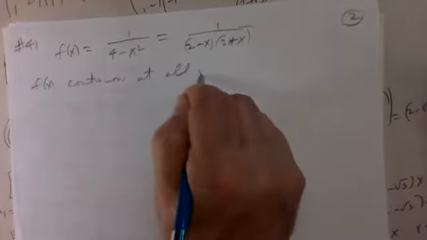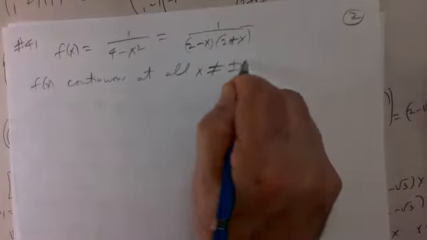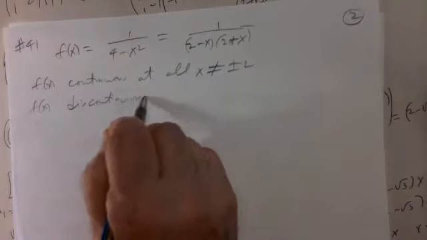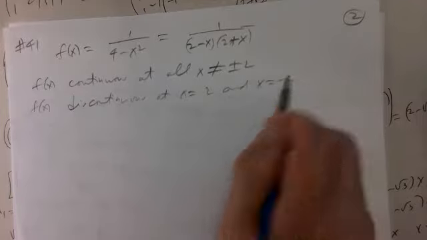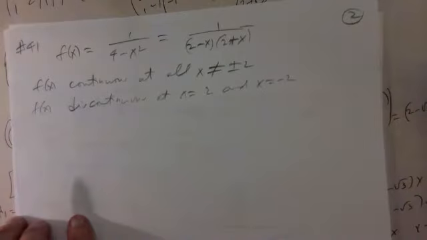So f of x is continuous at all x except plus or minus 2. And f of x is certainly discontinuous at x equal 2 and at x equal negative 2 because the function's not defined there. Suppose we take the right and left-handed limits. So let's consider x equal 2.